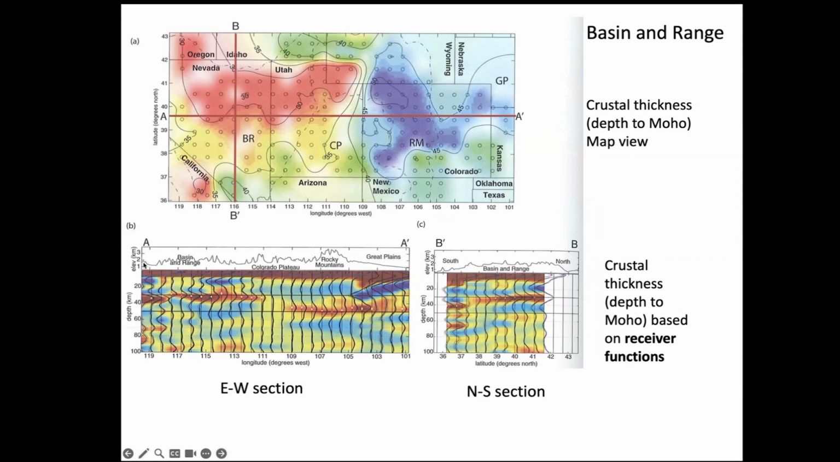And this is coming from these receiver functions. Here's A-A prime, which is this section, and B-B prime, which is this section. And this reflector here is taken as the Moho. As you see, it's shallower beneath the Basin and Range than it is beneath the Rocky Mountains.